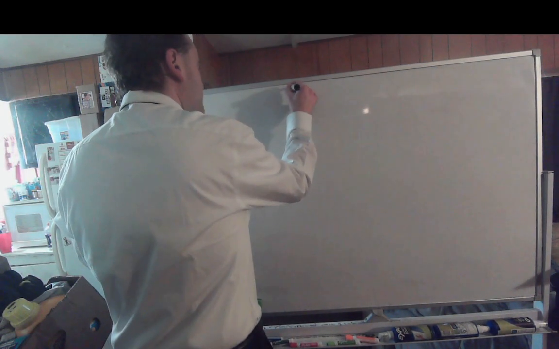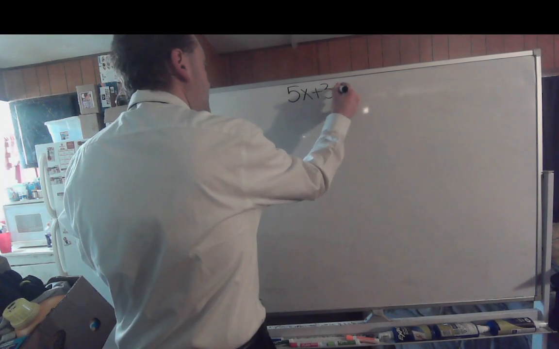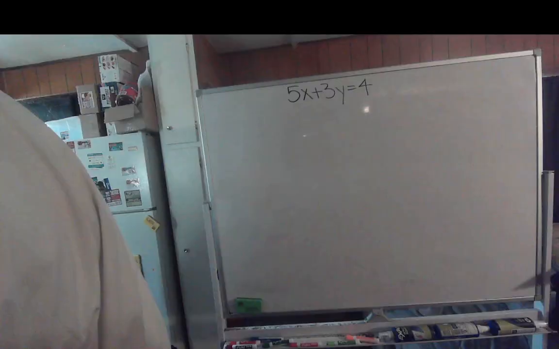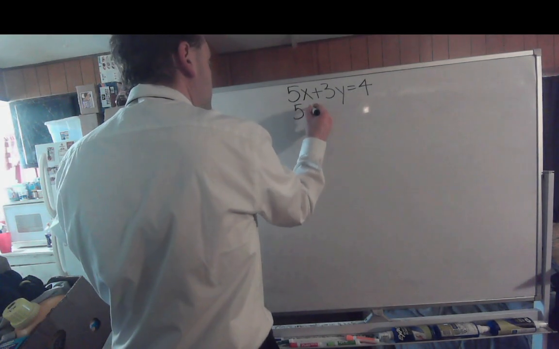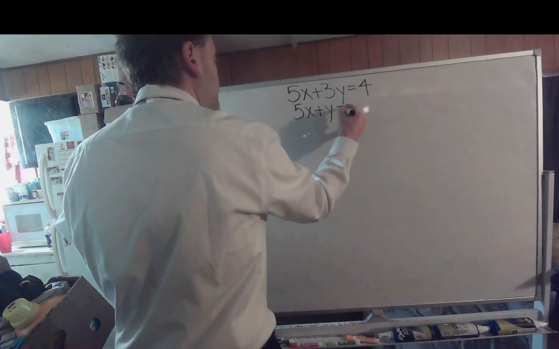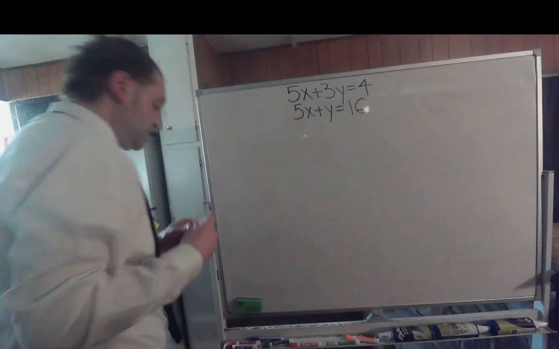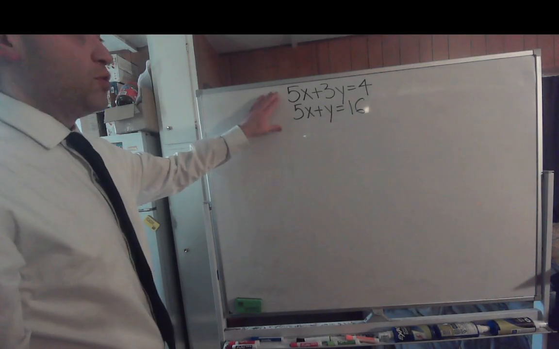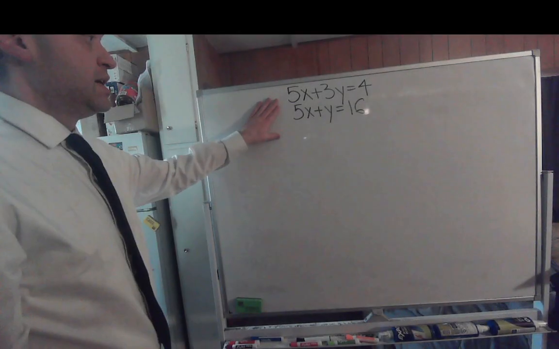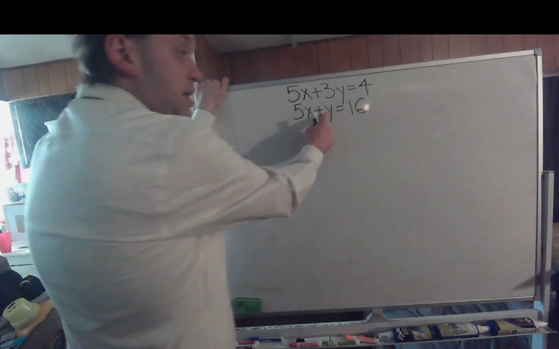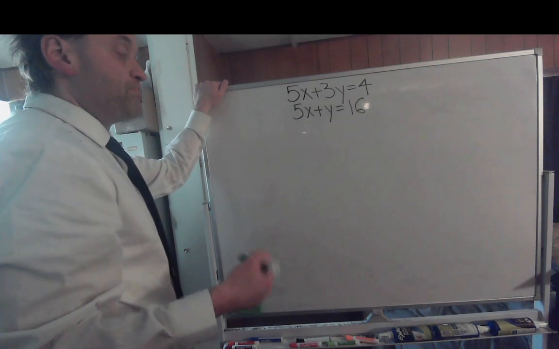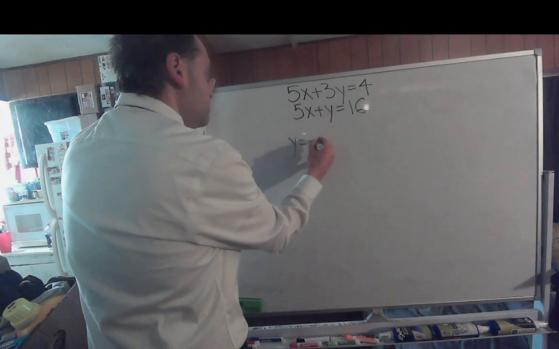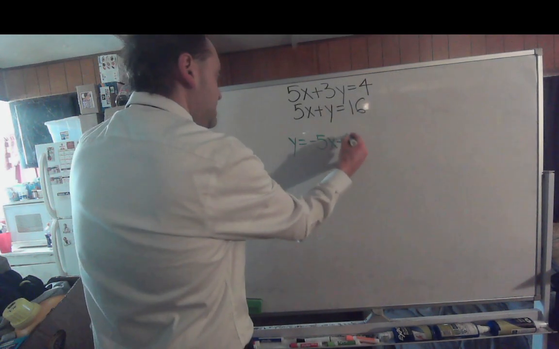We have 5x plus 3y equals 4, and then 5x plus y equals 16. So we have these two equations here that we need to find the point of intersection for, these two lines. Well, you have a coefficient of 1 on the y in the second equation, so we can get y by itself. That would make y equal to negative 5x plus 16.